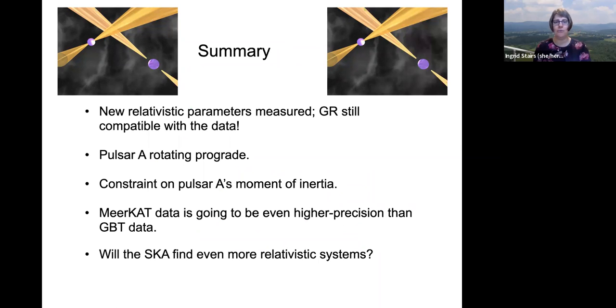So just to leave you with a summary here, we have a bunch of new parameters. GR is perfectly compatible with the data, to a high level of precision. Other theories are not so far. There's of course still a little wiggle room in some of the parameters, so we haven't ruled anything completely out yet, except for really bad versions of TeVeS. We can say definitively that Pulsar A is rotating prograde relative to the orbit. And additionally, we have a constraint on its moment of inertia.